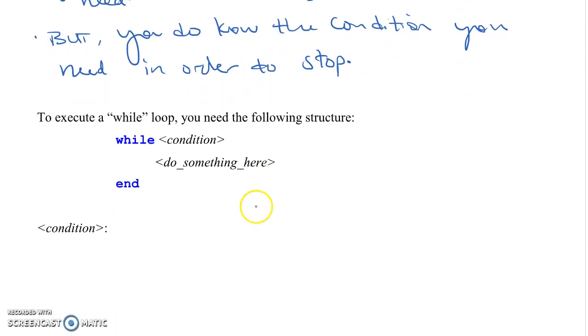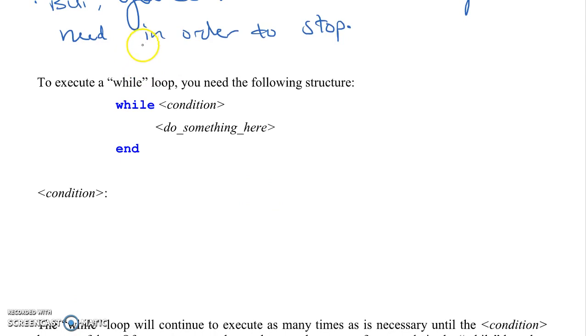So to execute that while loop, you need this following structure. First of all, you type the word while, space. In MATLAB, while is a special word, and when you type it, it'll turn blue. Then you type in a condition here. And after that condition, you type in a set of code that you want it to execute over and over and over again until that condition becomes true.